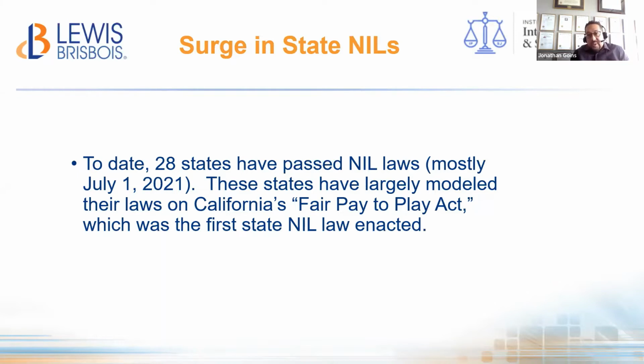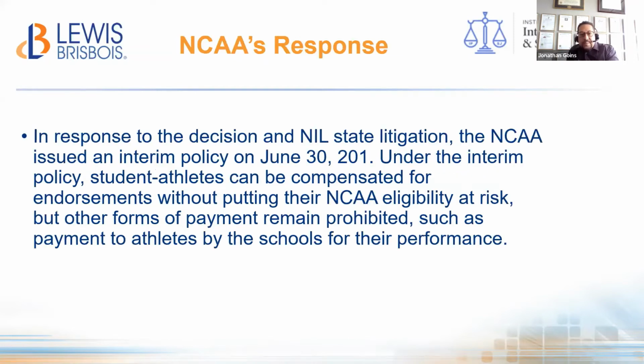So no coincidence. You have the Supreme Court's ruling in June of last year, and then you have many of the states taking effect with their NIL legislation just in the following month. So July 1st, 2021 was a big deal because that's when a majority of the 28 states had their NIL laws take effect.